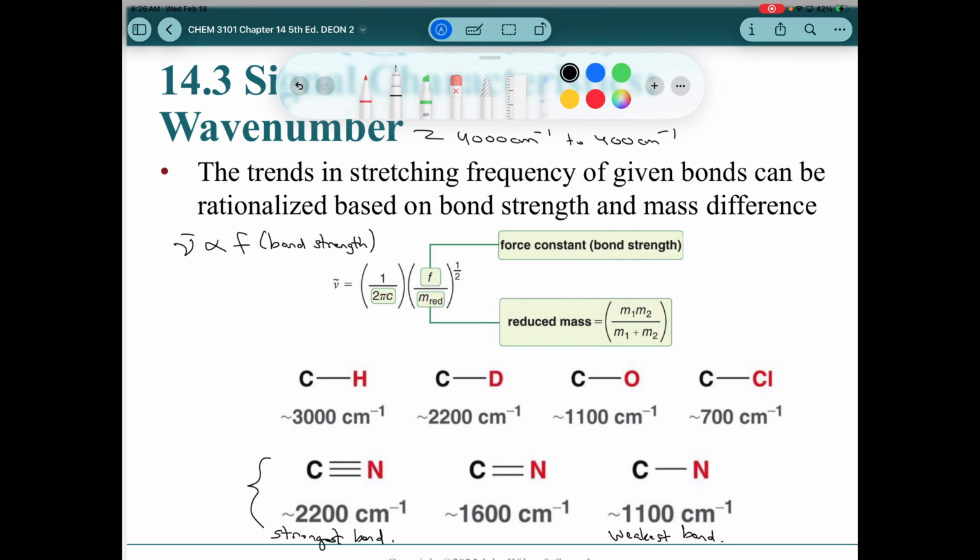The reduced mass, what's 1 times 1? Or sorry, what's 12 times 1? It's 12, then divided by 13, right, is what you would do, compared to 12 times 35 divided by the sum of 12 and 35, right? Does that make sense to everybody? And so you can see here the carbon-hydrogen bond. If we compare it to a carbon-deuterium bond, they're both single bonds, but you see the heavier the atom, the lower the wave number. Does that make sense to everybody? Okay, the less energy it takes to get that thing to vibrate.